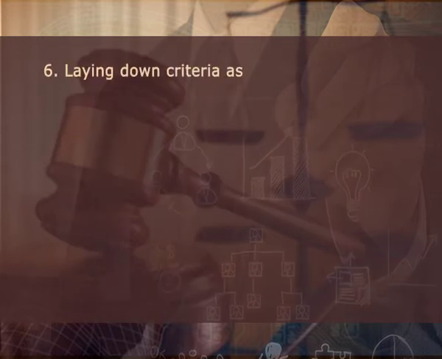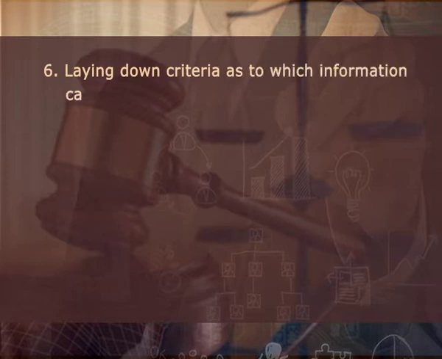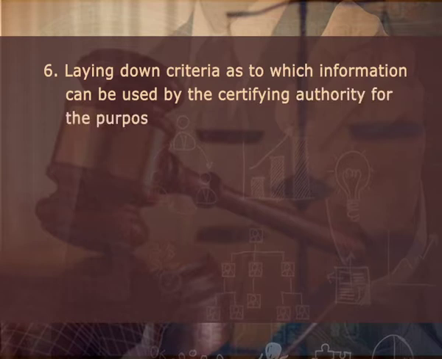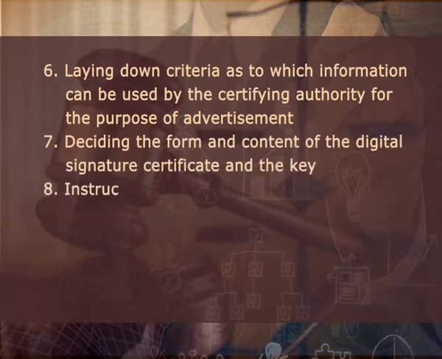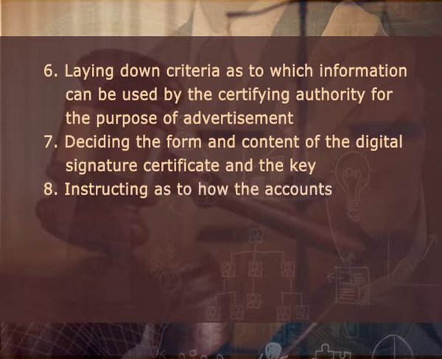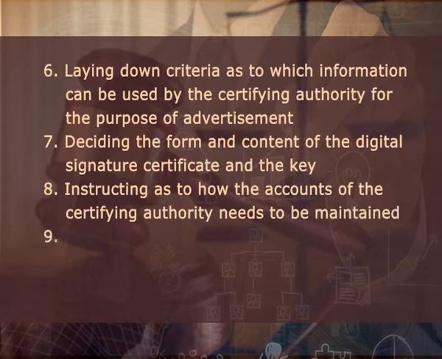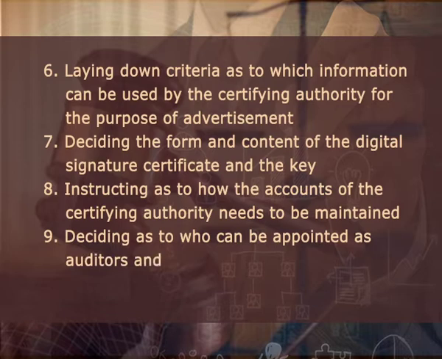Laying down criteria as to which information can be used by the certifying authority for the purpose of advertisement, 7. Deciding the form and content of the digital signature certificate and the key, 8. Instructing as to how the accounts of certifying authority need to be maintained, 9. Deciding as to who can be appointed as auditors and the remuneration that can be paid to them, 10.